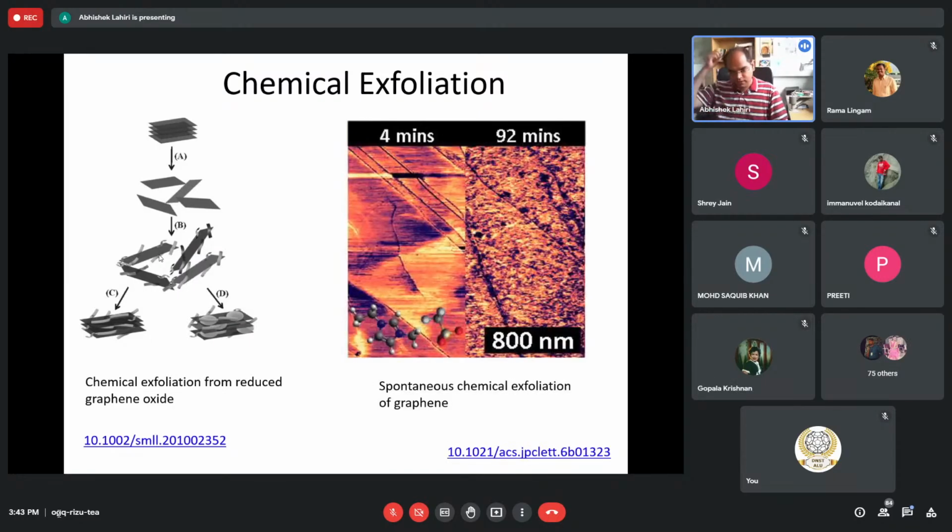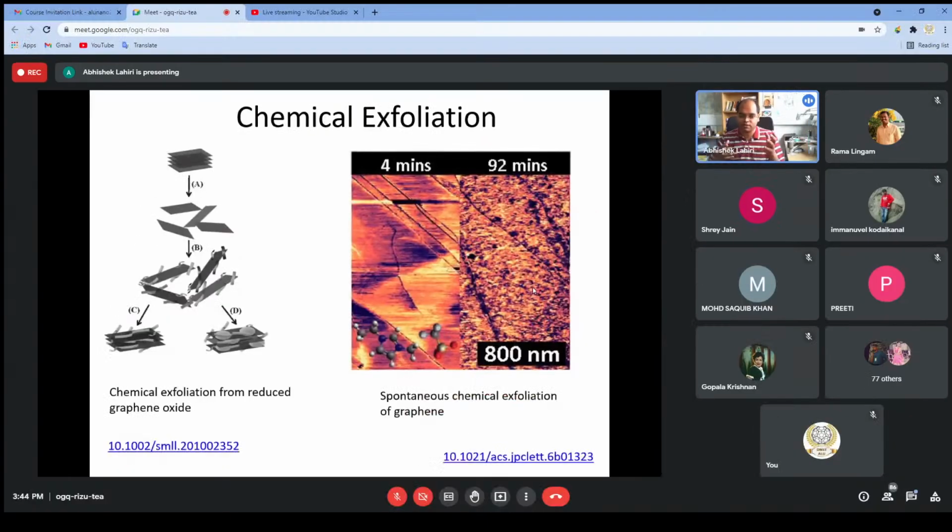Now, the only example which I found for chemical exfoliation is the spontaneous chemical exfoliation of graphene, which took place in ionic liquids. So if you have imidazolium acetate as your ionic liquid, and you dip graphite flakes, sorry, not graphene, but graphite flakes, into the imidazolium acetate ionic liquid, then after some time, you will see that the surface gets exfoliated. So there is a spontaneous process which takes place during the reaction, wherein the graphite flakes get exfoliated.